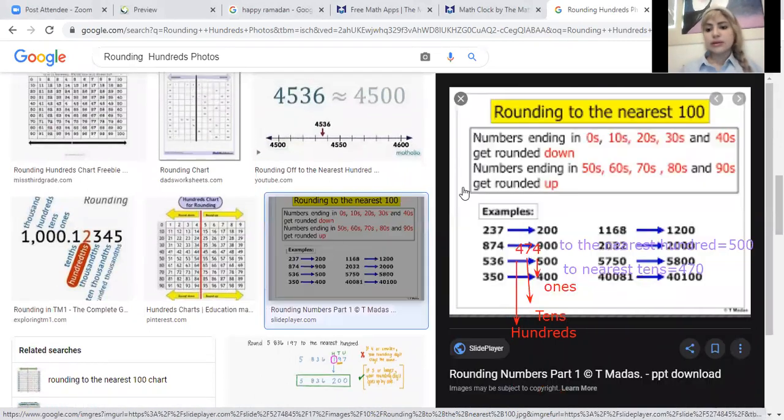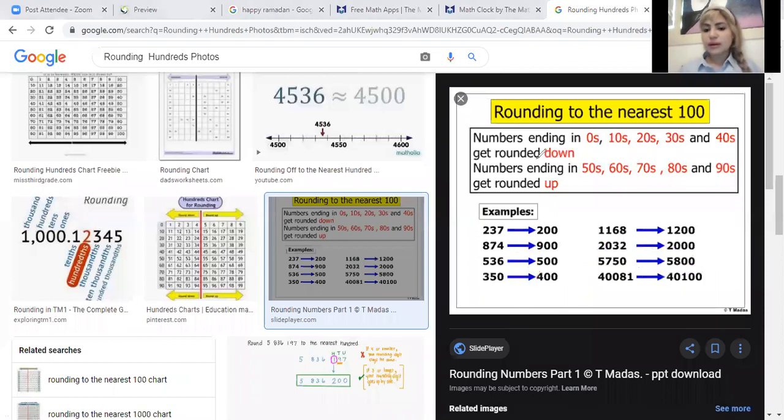Here is the rule for rounding. Numbers ending in 0s, 10s, 20s, 30s, 40s get rounded down. Why? Because 0, 1, 2, 3, 4 are smaller than 5. Numbers ending in 50s, 60s, 70s, 80s, 90s, so it is equal to 5 or greater than 5: 5, 6, 7, 8, 9, so it's rounded up. 237, it ends in what? 30. 3 in the tens digit, so it is rounded down. It will be 200.